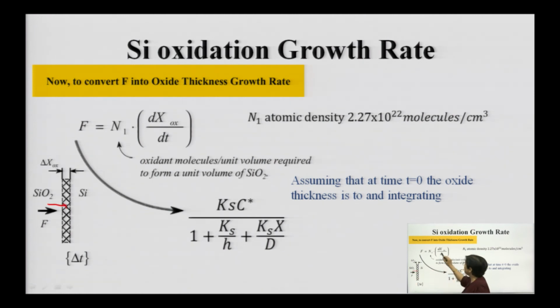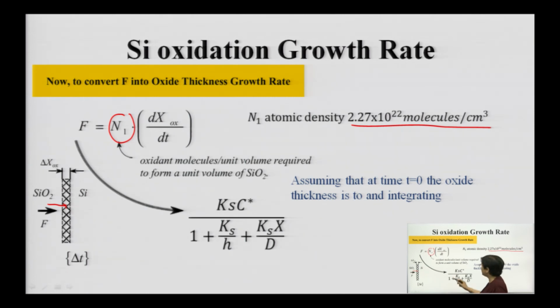If I assume that these species are N1, the rate at which they are penetrating, that is, oxidant molecules per unit volume required to form unit volume of SiO2, will be defined by N1, and this N1 value is normally 2.27 into 10 raised to the power 22. It will be double in case of wet oxidation. Now, when I equate these values, I substitute the values of this flux.